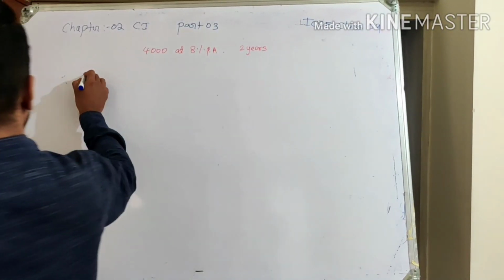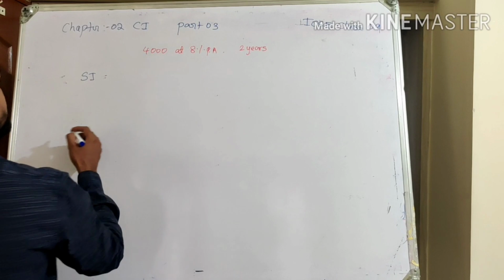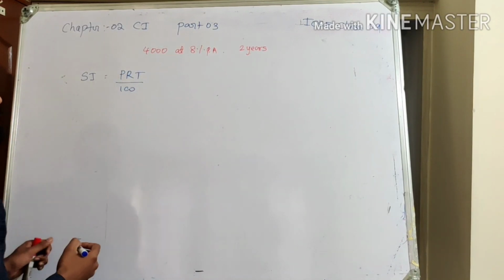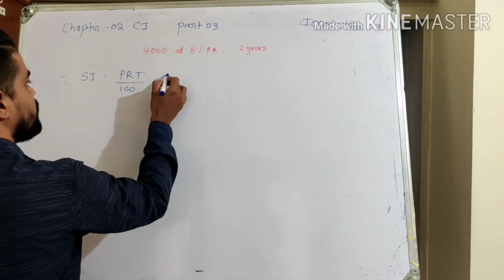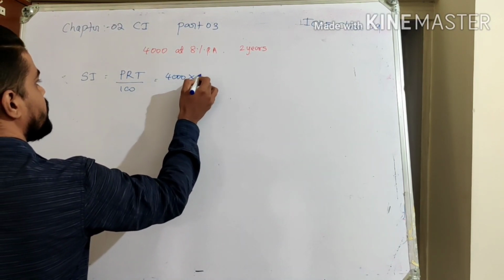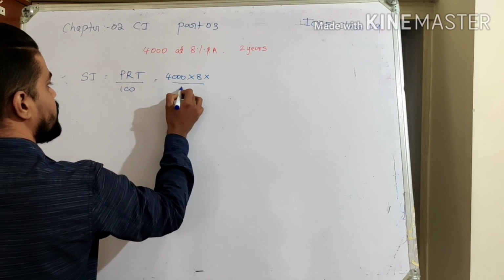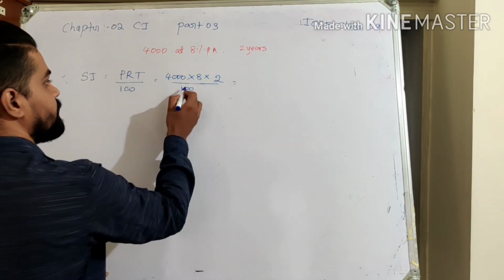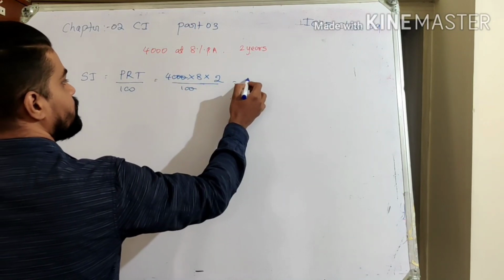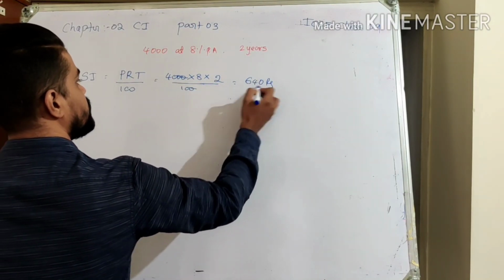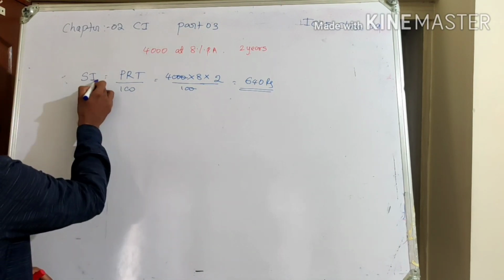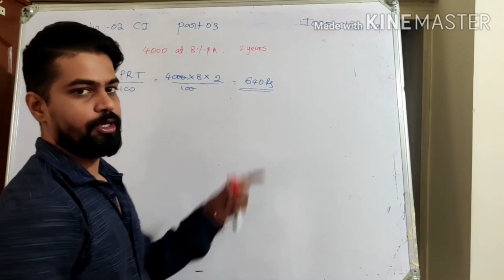What is the formula for simple interest? Simple interest is PRT by 100. Here principal is 4,000 and rate of interest is 8% by 100 and number of years is 2. So we are going to calculate directly. It's going to be 640 rupees. This is the total simple interest for the entire 2 years duration.